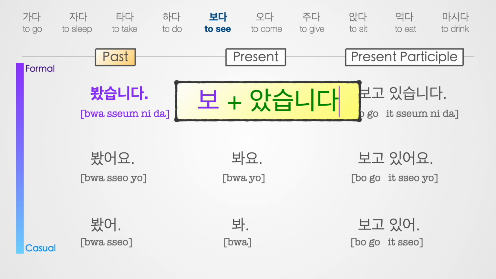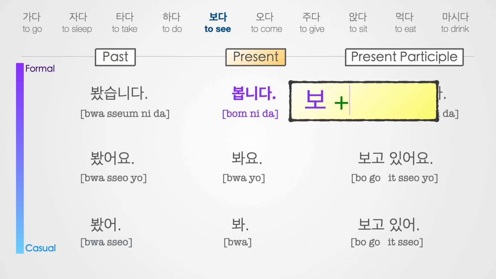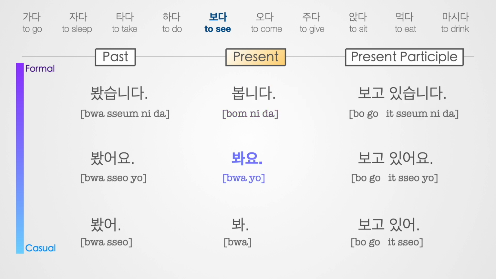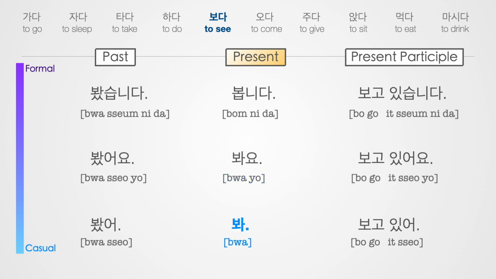For the past expression, 보았습니다 makes 봤습니다. Informal and casual expression also follow the same pattern. 봤어요. 봤어. For the present tense, the verb ending ㅂ니다 is added to the stem. 봅니다. Informal present tense ending 아요 is added to the stem 보. It makes 보아요, 봐요. 봐 can also be the command form, look. 봐봐. To say I am looking at it now: 보고 있습니다. 보고 있어요. 보고 있어.